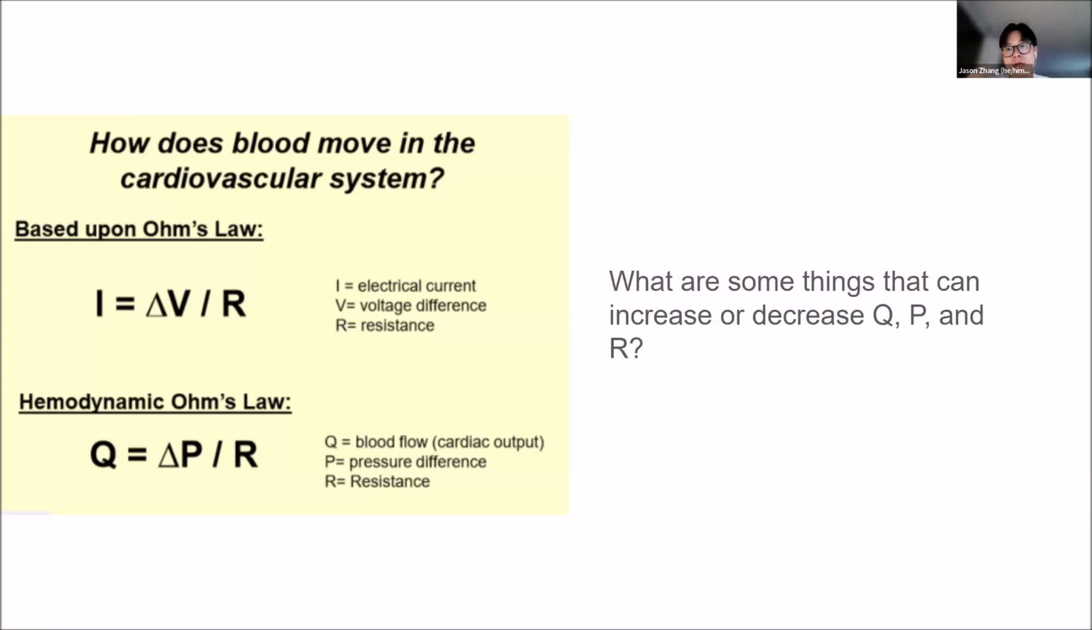Okay, so Q, or cardiac output, something that can increase this is like thyroid hormone, catecholamines, like sympathetic stimulation. And then some things that can decrease it are things like heart failure, shock, arrhythmia, where the heart isn't able to pump as well. And then in terms of the P, or the pressure difference, what is something that might increase the pressure difference or decrease it?